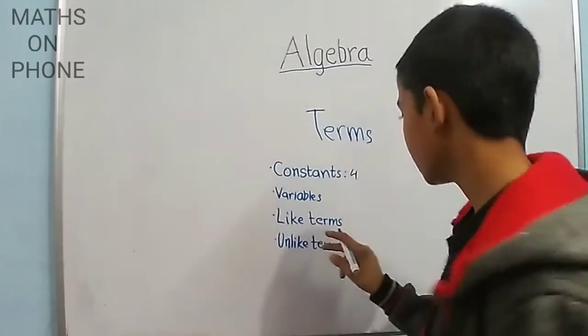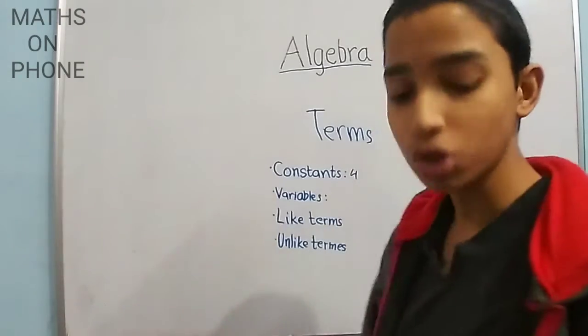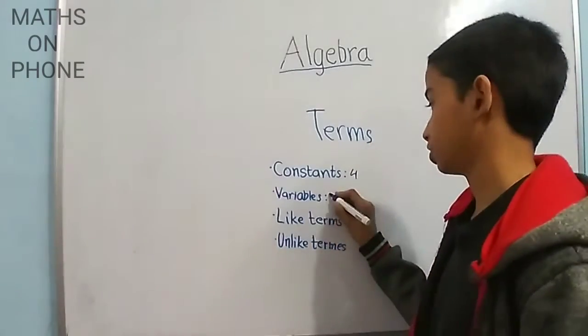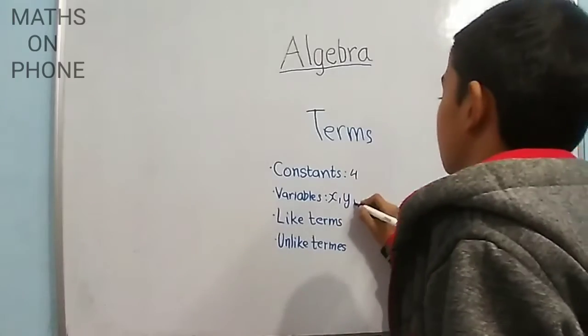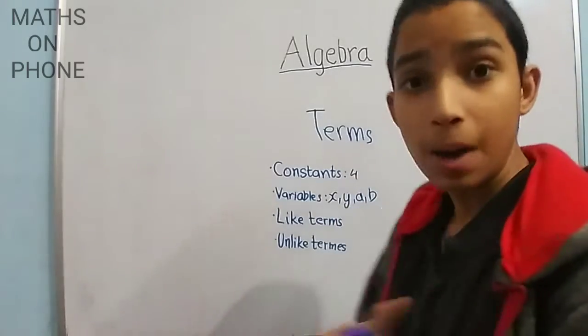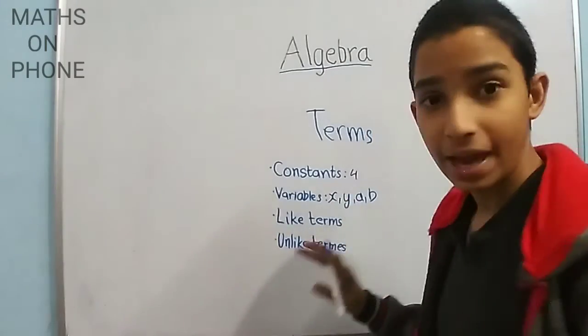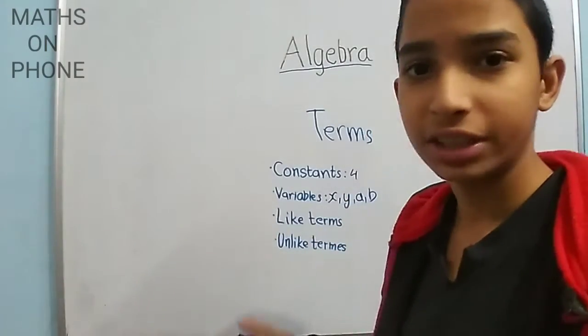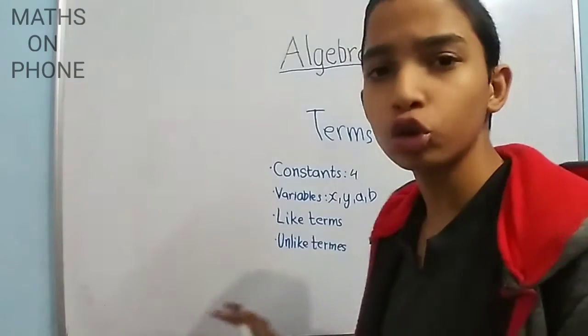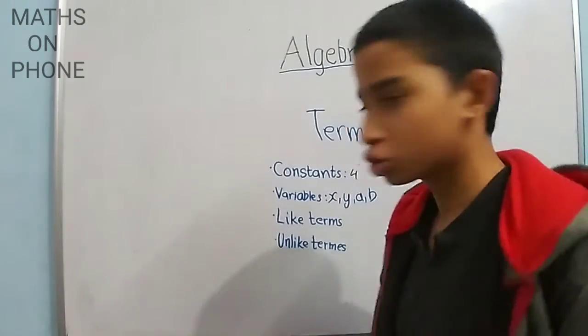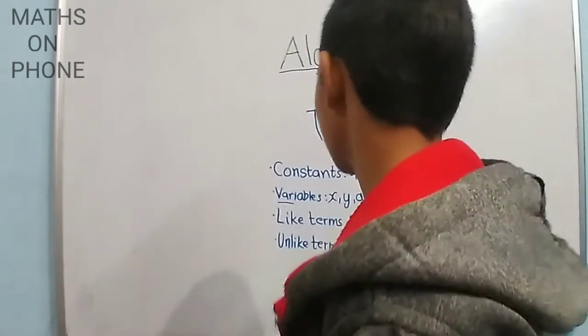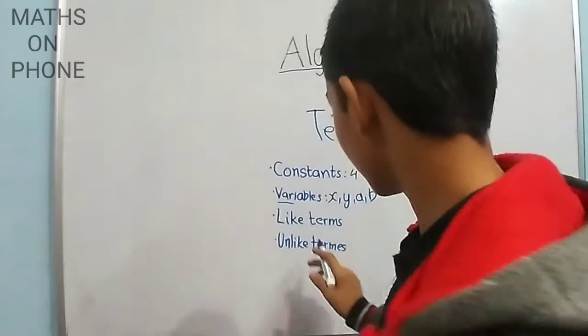Now coming on to variables. Variables are letters X, Y, A, B, because their value varies. X can be 4, 5, 10, 11, anything. We do not know its value, so its value varies. That's why it is called a variable.